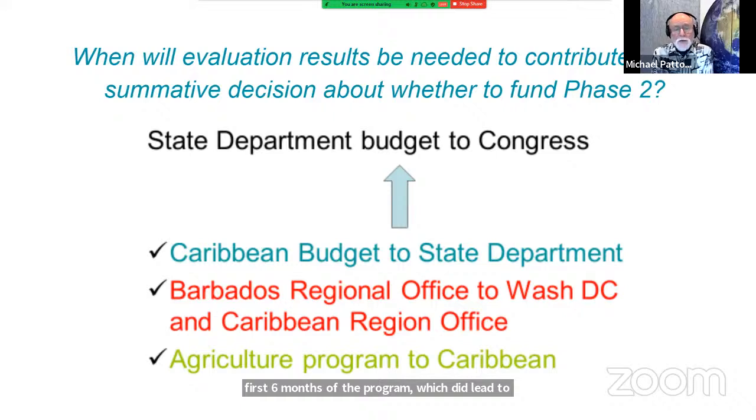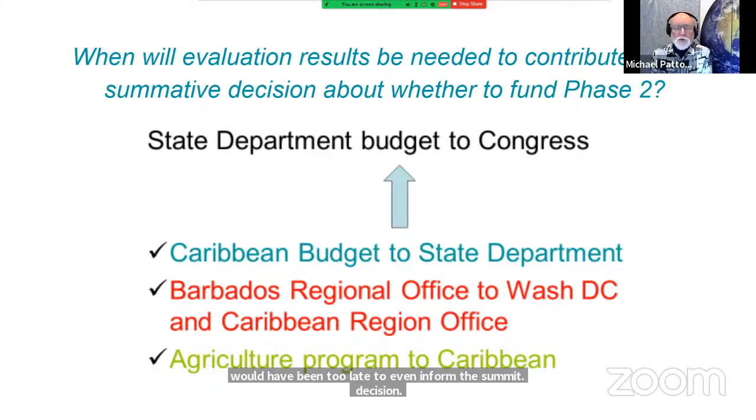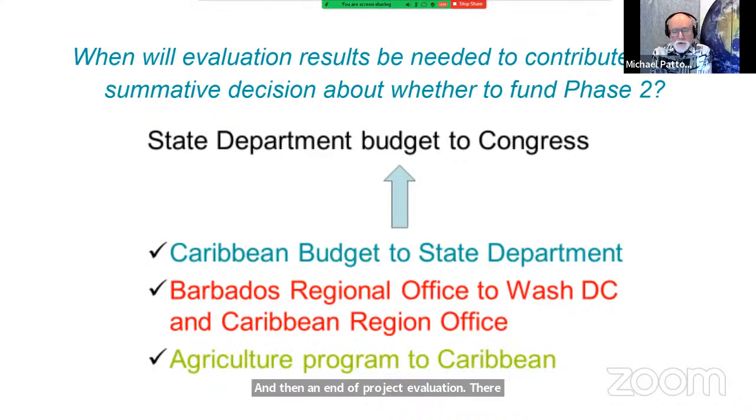But we had a boilerplate contract for evaluation that called for a midterm evaluation halfway through, which would have been too late to even inform the summative decision, and then an end of project evaluation. There was then an end of phase 1 evaluation that was formative for phase 2. So in this case, the usual midterm, end of project, formative, summative distinctions are turned around. We did the summative in the first 6 months of the program to inform a judgment about going to phase 2. And then the formative for phase 2 took place at the end of the program with our external evaluation team.